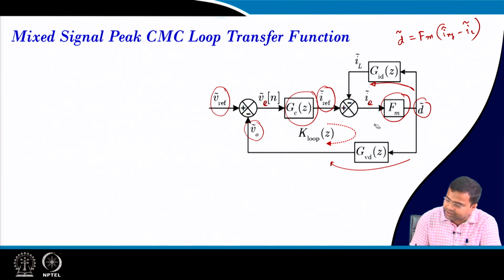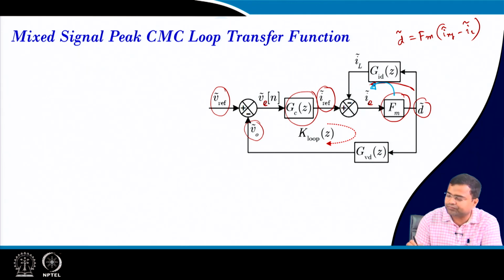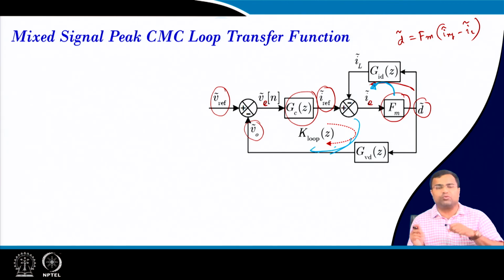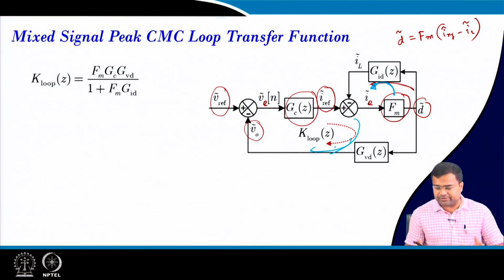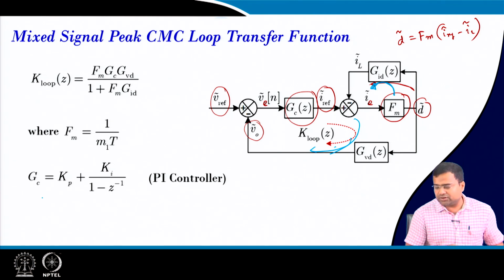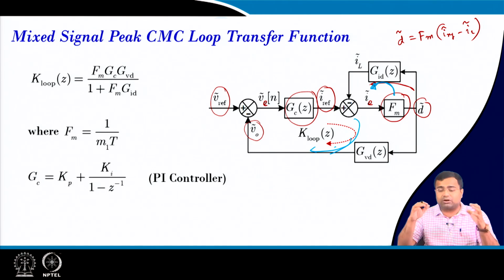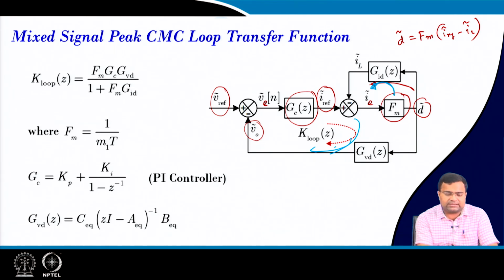Now, you can see there are two loops. This is the inner current loop, and this is the outer voltage loop. So it is a two loop control. You can get the complete loop transfer function by block diagram reduction, where the modulator gain is 1 by Fm and the controller is the PI controller. So we can obtain the loop transfer function of the current mode control, and this will be used when you want to design the controller in the subsequent week. And this is the GVD, that also we know.